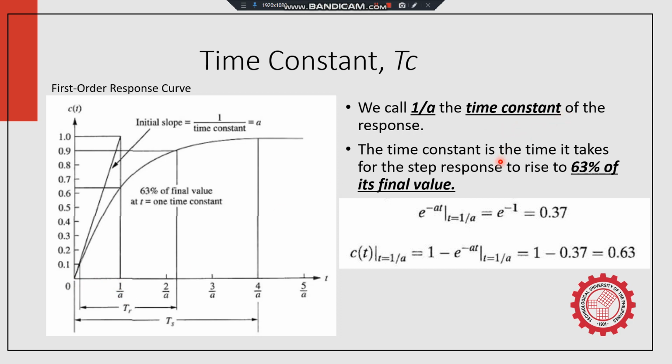And that time constant is the time it takes for the step response to rise to 63% of its final value. So in this example, if the final value is 1, 63% of 1 is 0.63. So this is our curve. This is the graph of our function. And at 0.63, that is the location of the time constant. Whatever is the time na narating dito, that is the time constant, and that is equal to 1 over a.